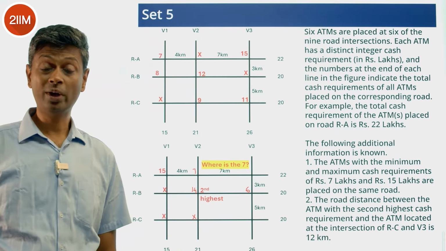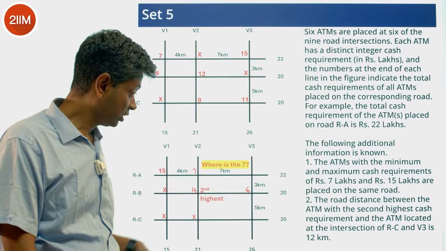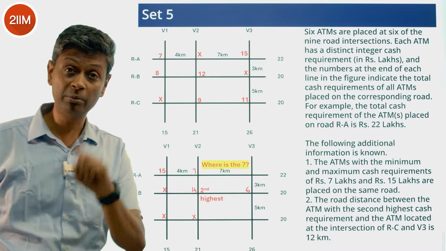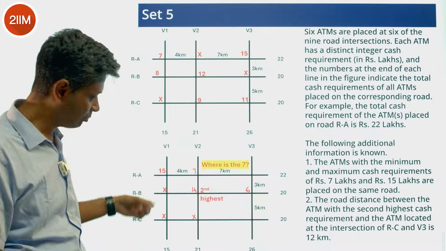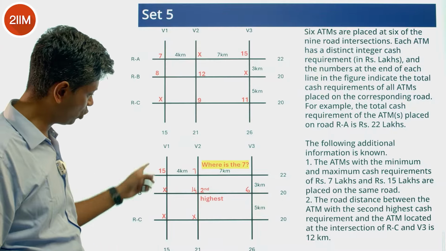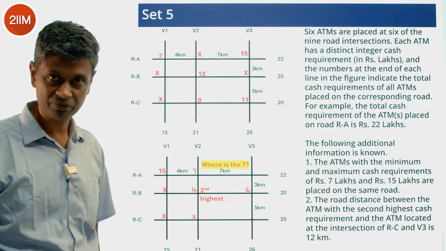This is not possible. Why is this not possible? Because if this were 6, 6 would be the minimum. Minimum has to be 7. Right? These two are empty. This column has only 1. Some column should have 3.